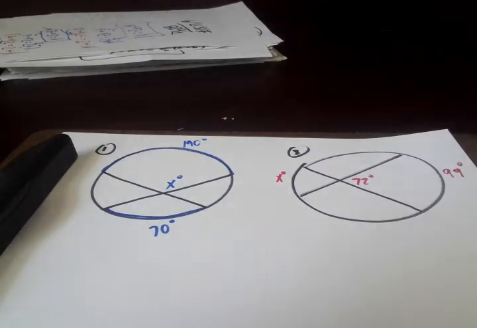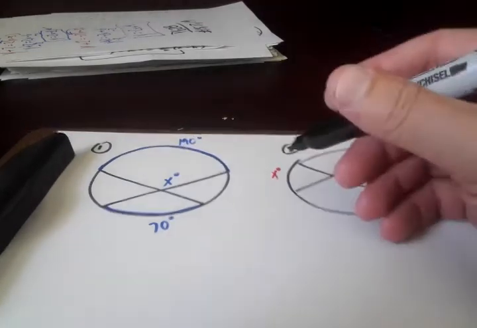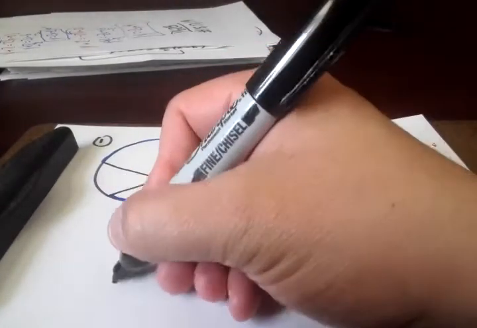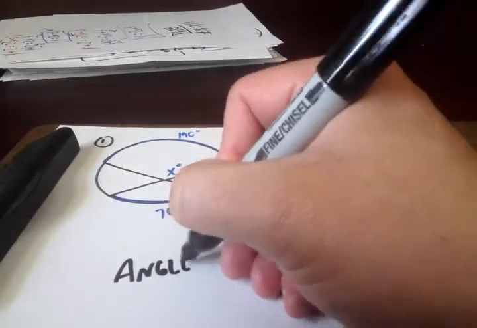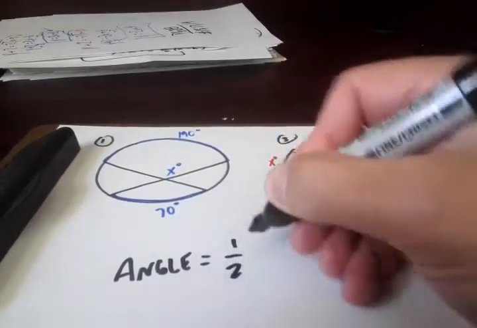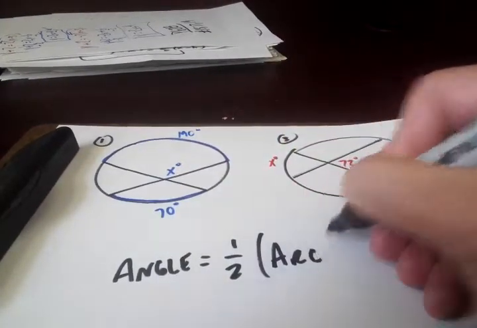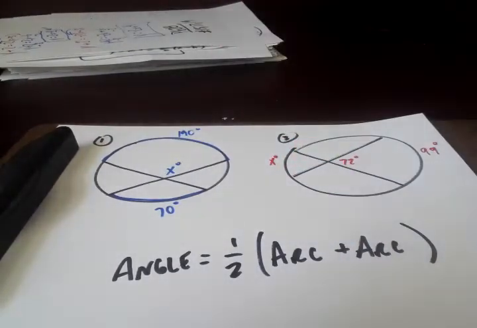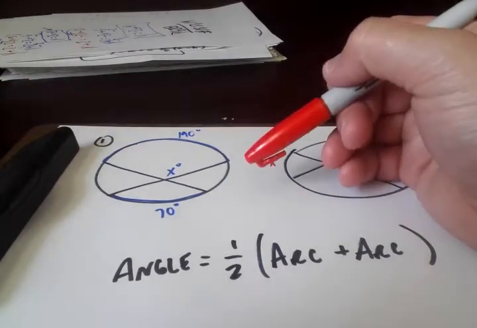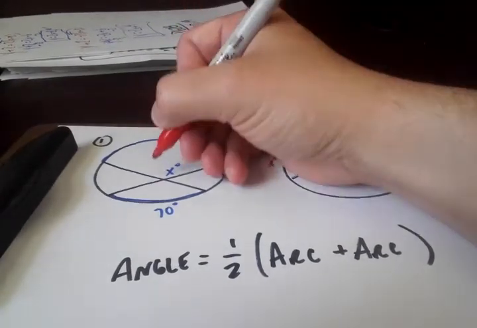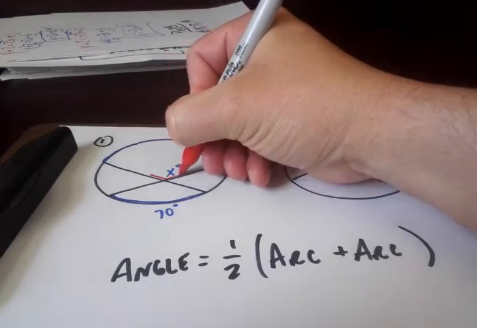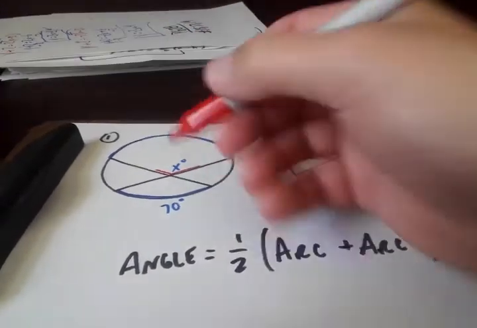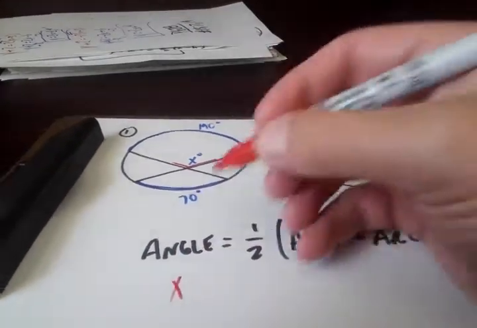Luckily, I have a very easy formula for you guys to use, and it's this, okay? We're going to say angle equals 1/2 of arc plus arc, okay? And we're literally just going to plug those things into this formula here. So let's look up here. Do we have an angle? Well, yeah, the x, right? So this is an angle right there. It's asking how many degrees that is. All right, so we'll put x in for angle, okay?